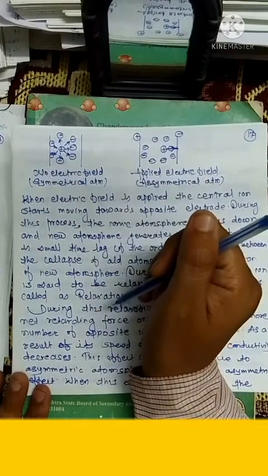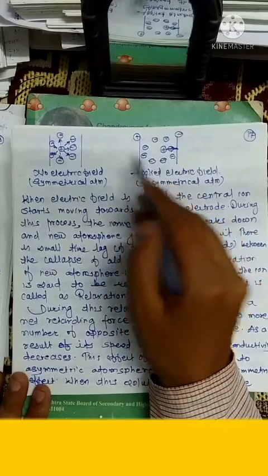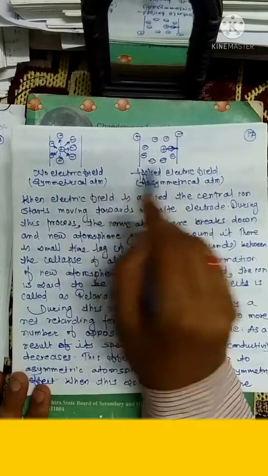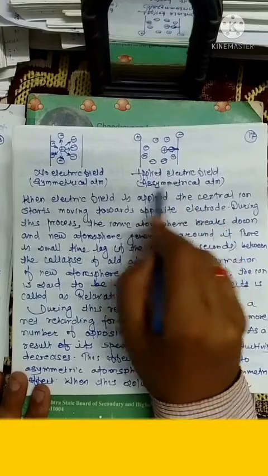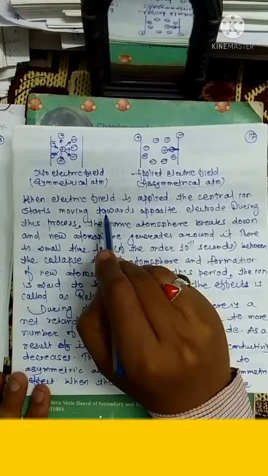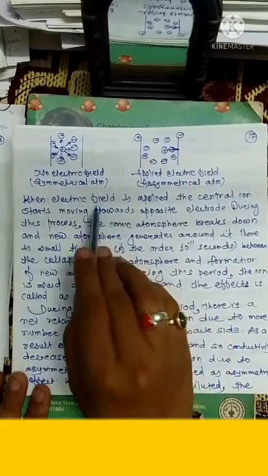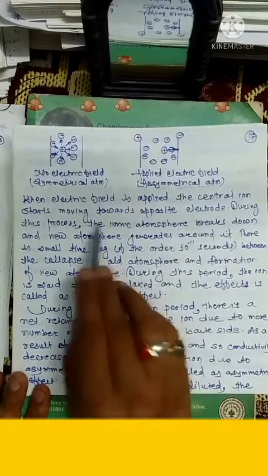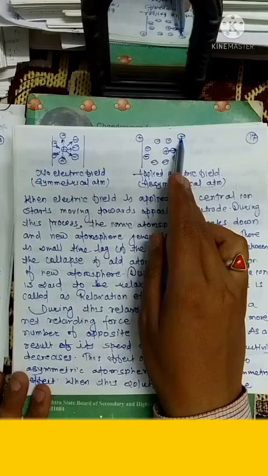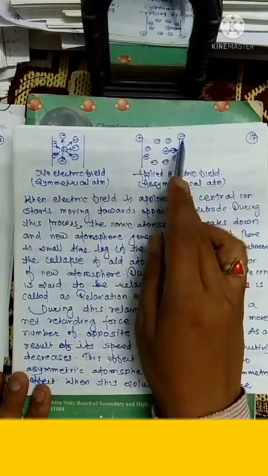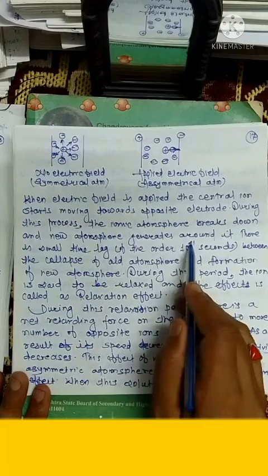But what happens when an electric current is passed through the solution? Just see in this diagram, this symmetric atmosphere gets disturbed and a new atmosphere is formed, and this type of atmosphere is generally known as asymmetrical atmosphere. Now we are going to see what actually happens in asymmetric atmosphere. When electric field is applied, the central ion starts moving towards the opposite electrode. So this is a positive cation, it goes toward the negative electrode. During this process, the ionic atmosphere breaks down and a new atmosphere is generated around it.